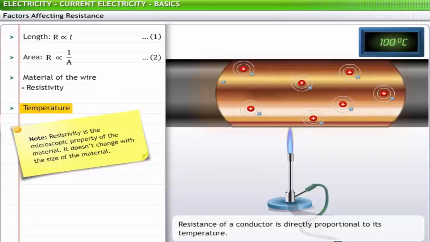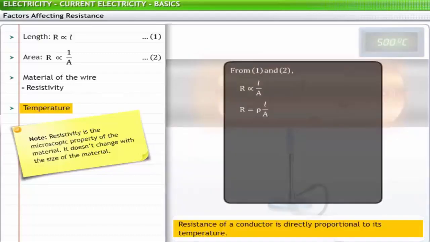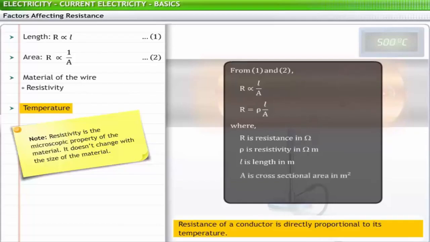The fourth factor that impacts the resistance of a conductor is temperature. For most materials, resistivity increases with increasing temperature. The variables affecting resistance can be mathematically written as R = ρL/A, where R is the resistance in ohm, ρ is the resistivity in ohm meter, L is the length of the conductor in meter, and A is the cross-sectional area of the conductor in meter square.